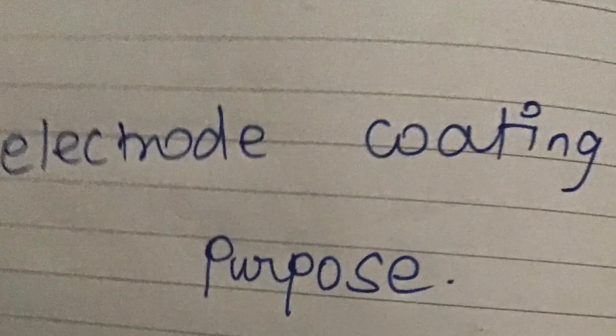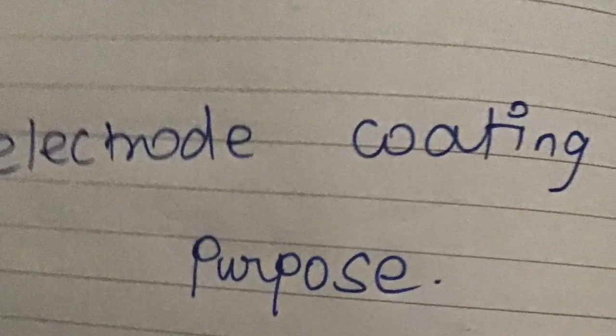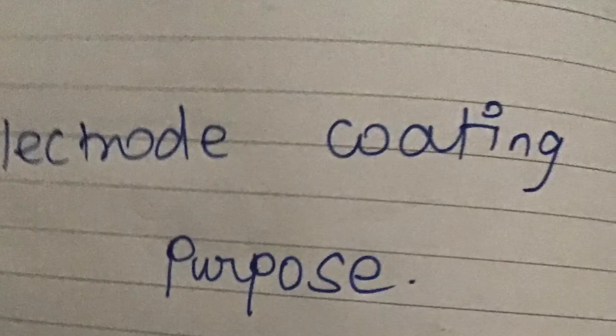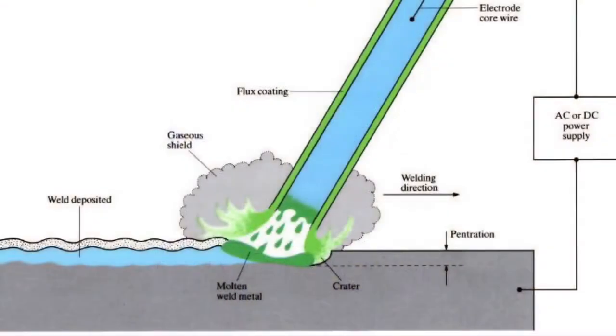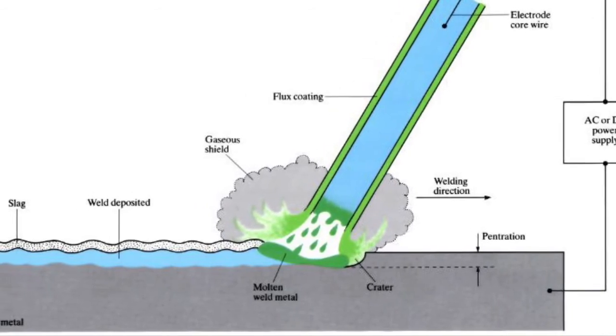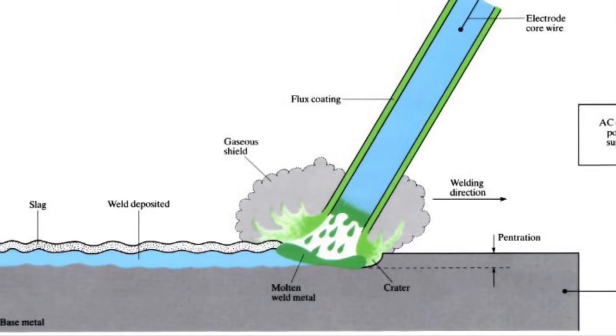When molten metal is exposed to air, it absorbs oxygen and nitrogen from the atmosphere and it becomes brittle. A slag cover is needed to protect molten or solidifying weld metal from the atmosphere. This cover can be obtained from the electrode coating.